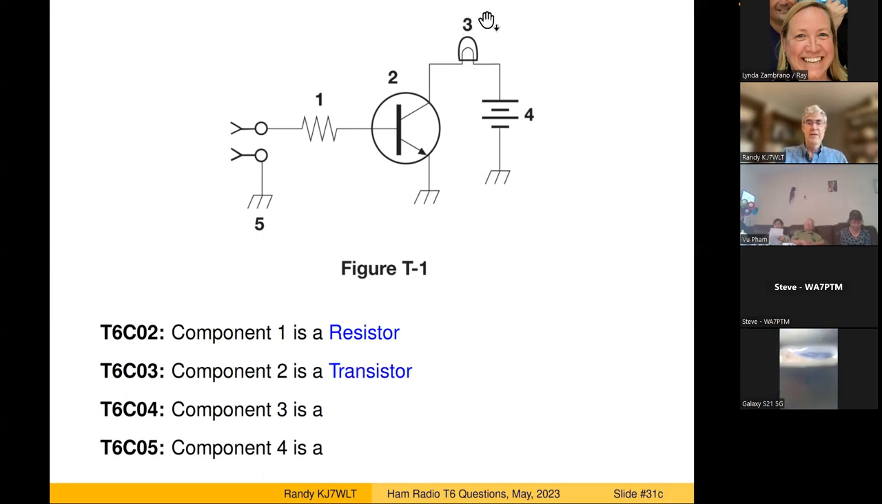Component 3, we didn't really talk about, although it was on the previous page of symbols. It looks kind of like a light bulb. That's just a lamp or a bulb of some sort. And then component 4, you might have seen that on the table too. That's a battery. And component 5 isn't one of the questions, but that's a ground, where the battery, say, is grounded.